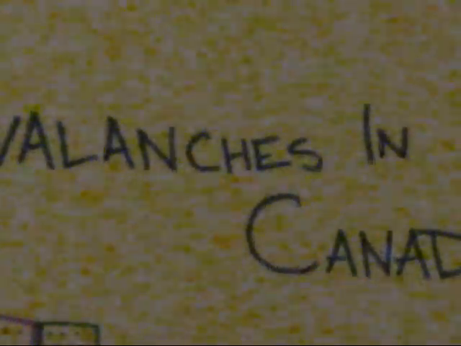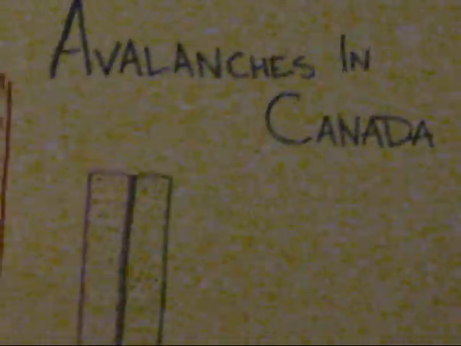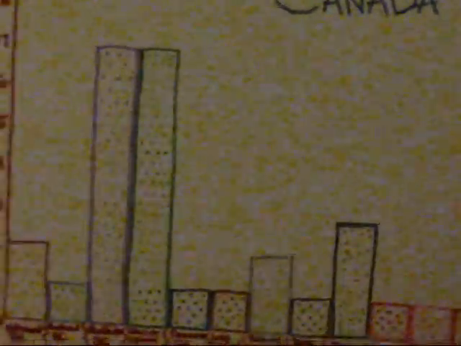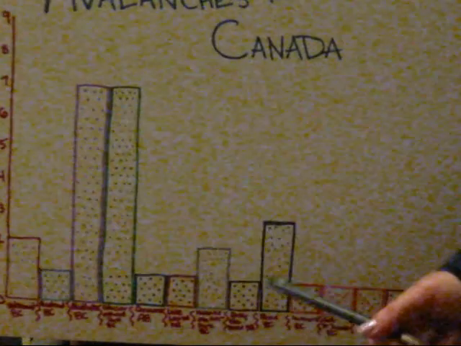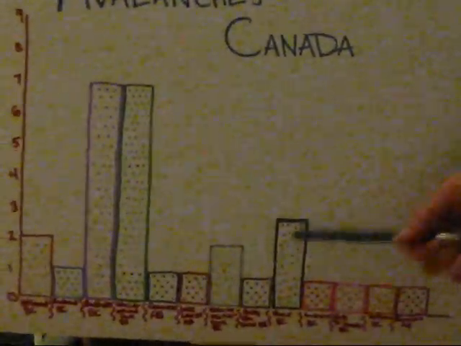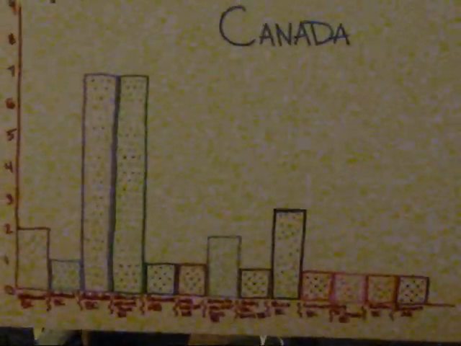Okay, and down here we have avalanches in Canada, where many cities in British Columbia and Alberta have been taken into consideration. These two cities have a high of 7 avalanches in total. Many others have quite less, at 1, 2, or 3 at the most.